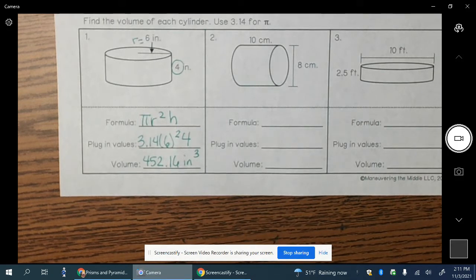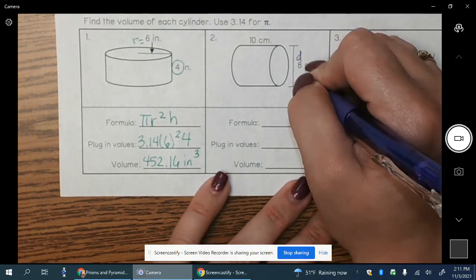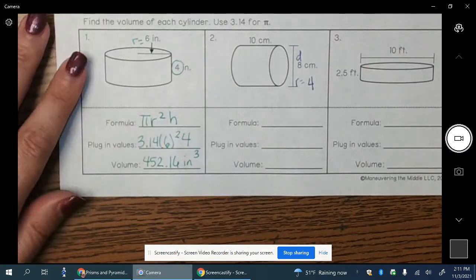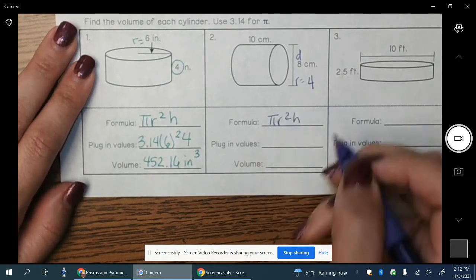Number 2, did they give me the radius? No. Did they give me the diameter? Yes. What's the diameter? 8. This is D, but I need R. What's 4? So how'd you get that? Divided by 2. Good. Okay, and again, your formula, pi r squared h.